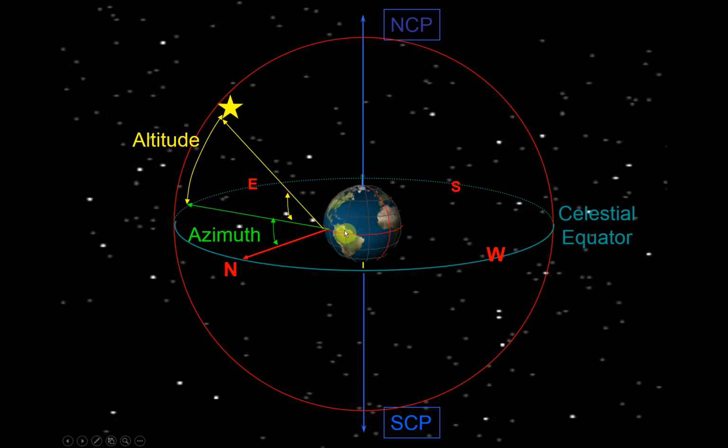Here we're at the equator, just to make this diagram a little simpler. But the altitude and azimuth actually refer to whatever your particular horizon is.